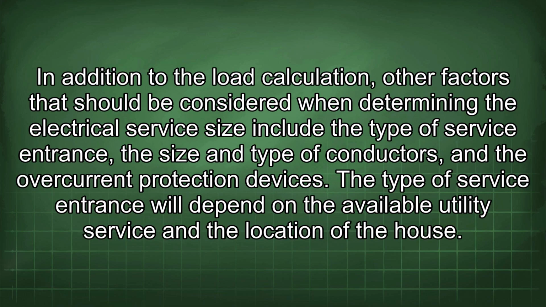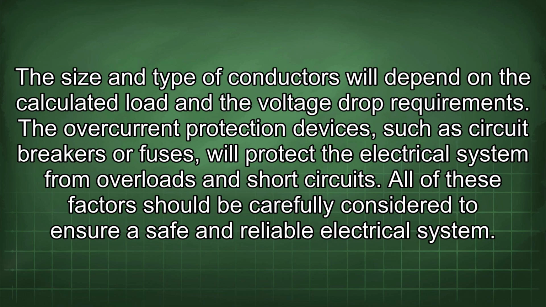In addition to the load calculation, other factors that should be considered when determining the electrical service size include the type of service entrance, the size and type of conductors, and the overcurrent protection devices. The type of service entrance will depend on the available utility service and the location of the house. The size and type of conductors will depend on the calculated load and the voltage drop requirements. The overcurrent protection devices, such as circuit breakers or fuses, will protect the electrical system from overloads and short circuits. All of these factors should be carefully considered to ensure a safe and reliable electrical system.